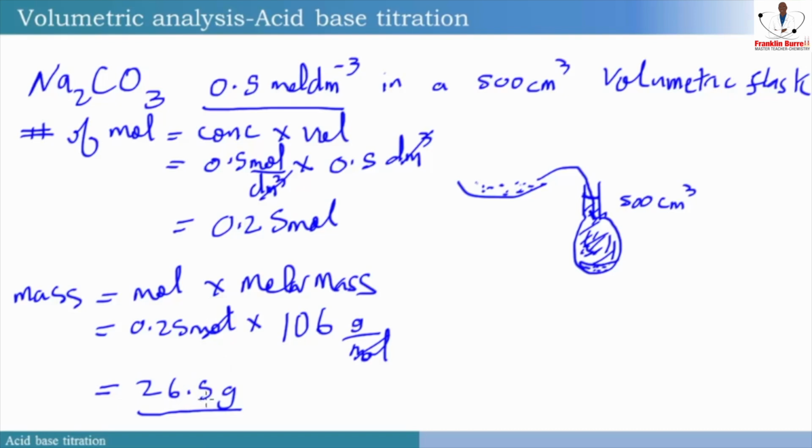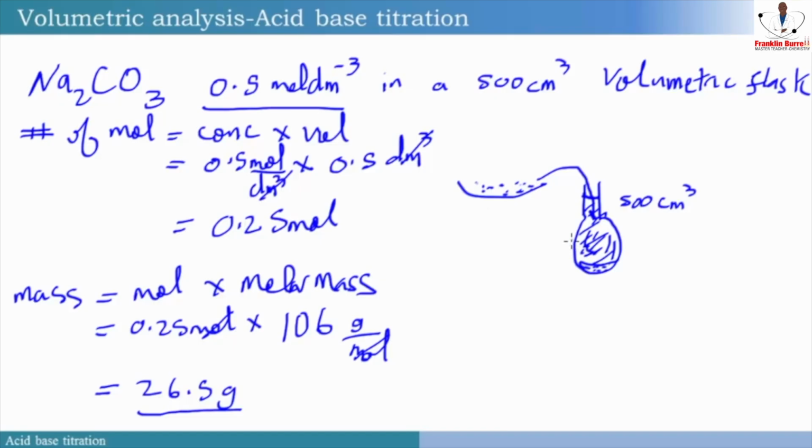So this is the mass that we would measure out to make up our standard solution. This solution will now be used in titration to find the unknown concentration of another solution. So I can use this concentration to find the concentration of, for example, an acid.